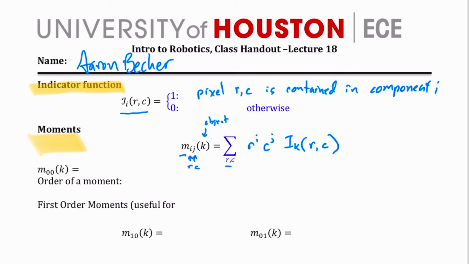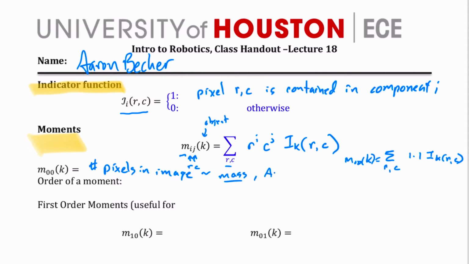Now the first one we have is our M00. I like to think of that as the mu moment. That's going to be the summation over RC of R to the 0, so it's just going to be 1 times the indicator K of RC. And so what the mu is going to give us is just the number of pixels in my image. And so you can sort of think of that as the pixel mass, but it's also the area.